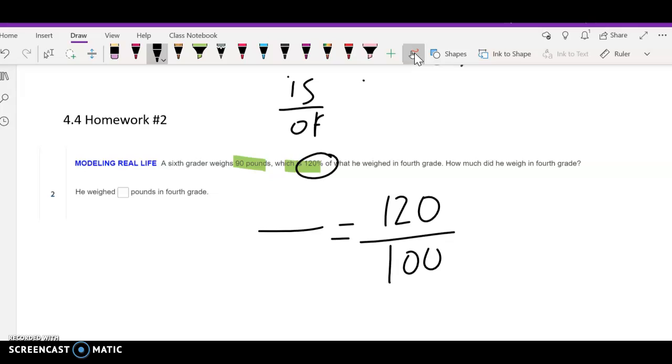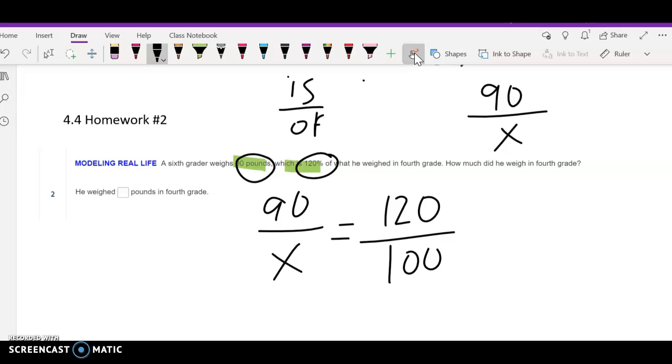And so all we really need to do is figure out, does the 90 go on the top or the bottom? Is 90 the numerator or the denominator? Where does the x go? Well, let's think about it. A 6th grader weighs 90 pounds, which is 120% of what he weighed in 4th grade. Well, I'm hearing that 90 pounds is 120%, right? So 90 pounds is 120% of another number that we don't know. So it looks like the 90 is going to go on top, and the x is going to go on bottom. X is going to be the denominator.